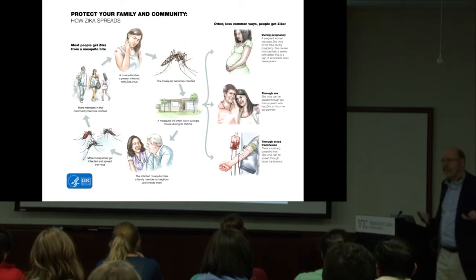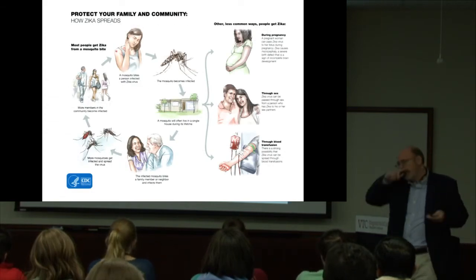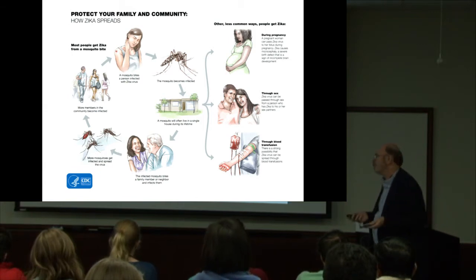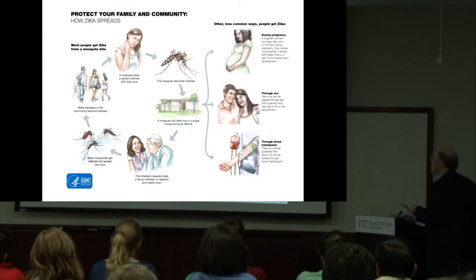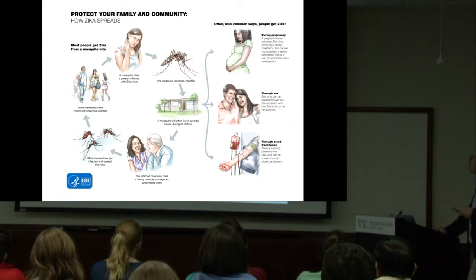Now, here's the interesting thing about Zika virus. It's an arbovirus. It's transmitted by mosquitoes, primarily Aedes aegypti. This is an urban dwelling mosquito. It likes to sit in the house. It bites at all times of the day. And so this is a virus that can quickly spread locally in a family, in a community.